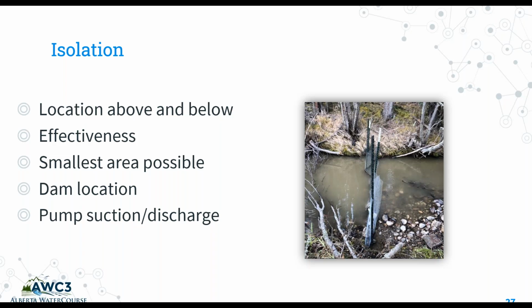Isolation. So when you go to isolation, is one of the first steps we need to discuss. You'll want to think about where you're going to place your isolation above and below. You want to make sure your isolation is effective. So picking the nice place in the creek to install your isolation, thinking about, are you far enough upstream from the dam? Keeping in mind you want to isolate the smallest area possible, and understanding where your pump suctions and discharge will go.